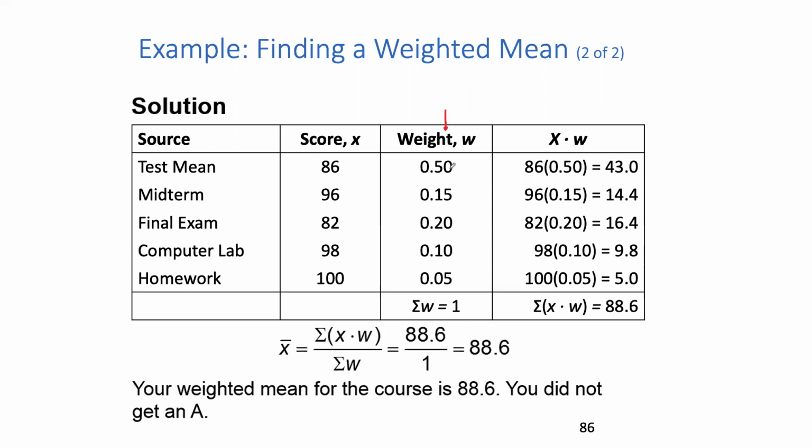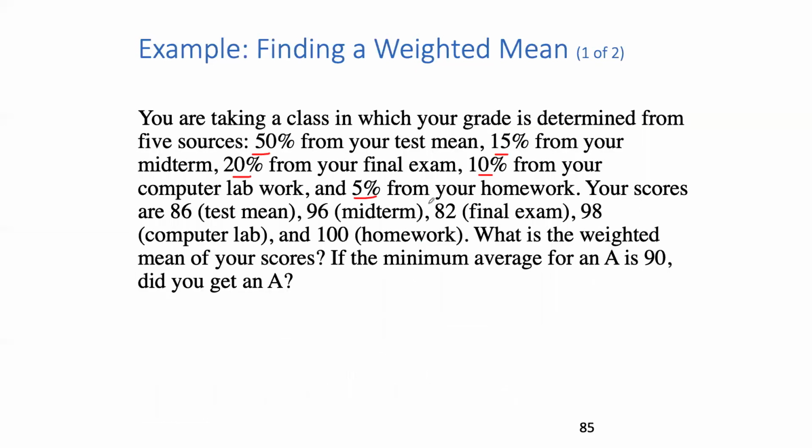So the test mean will account for 50% or 0.5. That's the proportion, that's the fraction. The midterm accounts for 15%, so that's 0.15. The final exam accounts for 20% or 0.20. The computer lab for 10%, and the homework for 5%. And these are your scores on each of those. So where are these numbers coming from? Your scores: 86 was your test mean, 96 was your midterm score, 82 was your final exam, 98 on your computer lab, and 100 on your homework, right?